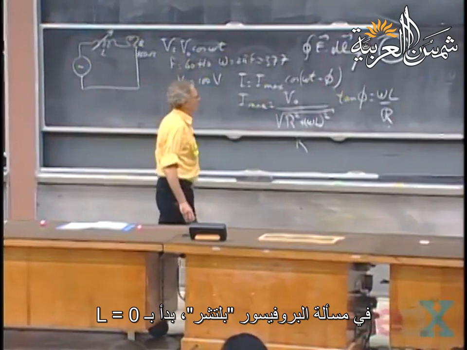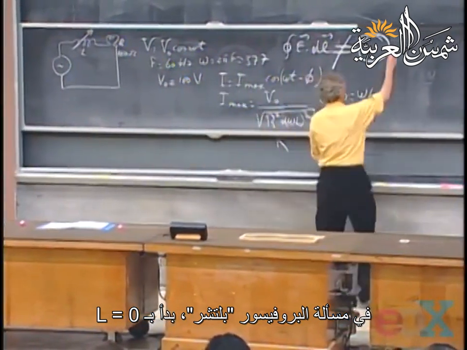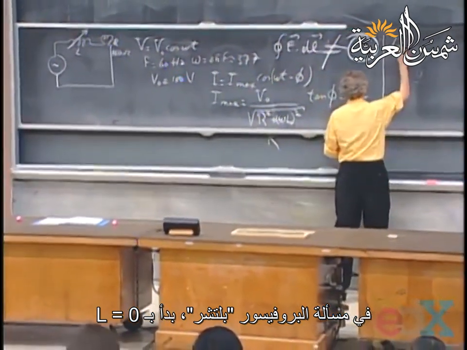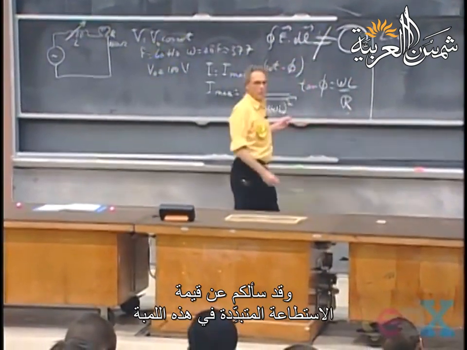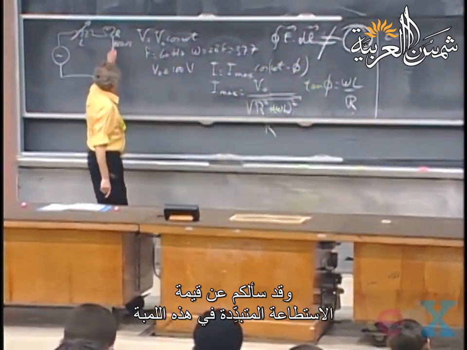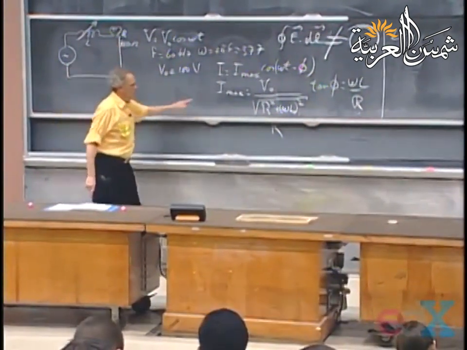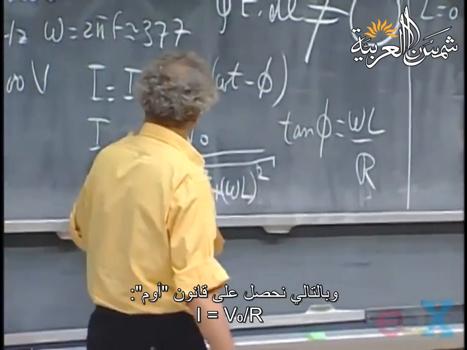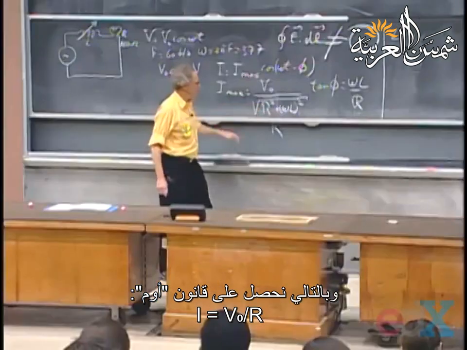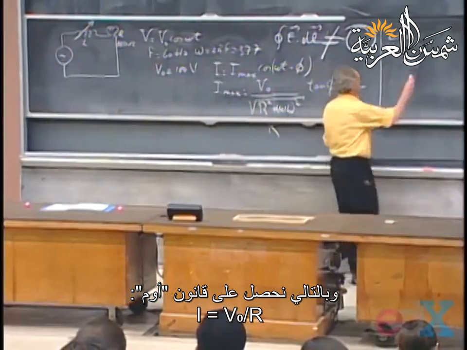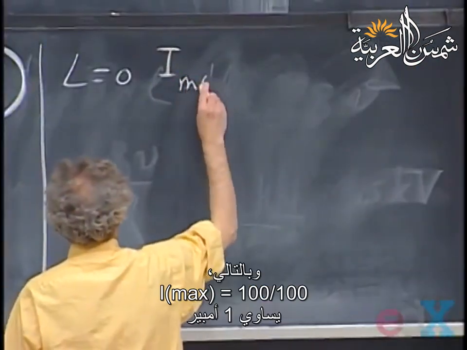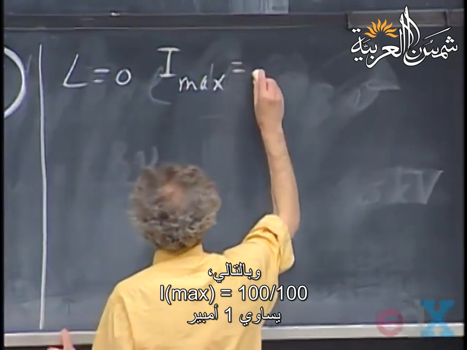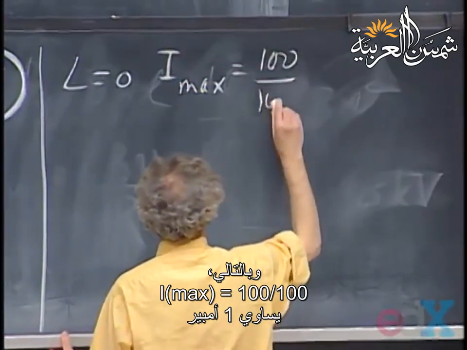In Professor Belcher's problem, he starts off with L equals 0, and he asks you what is the power dissipated in this light bulb. If L equals 0, this term is not there, and so you simply have Ohm's law, I equals V0 divided by R, so I max is 100 divided by 100, which is 1 ampere.